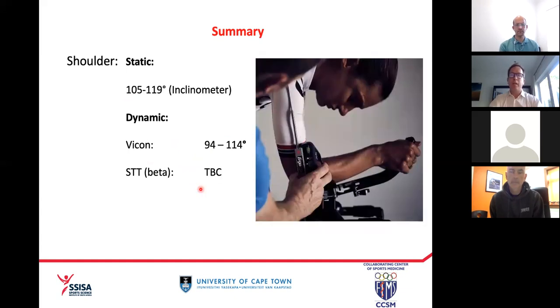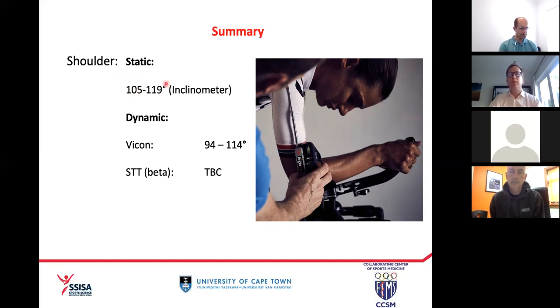The shoulder, as I said, I prefer to use static measurements, and we see there a range of approximately 105 to 119 degrees. And we see this also in mountain biking, marathon, cross country, and gravel bike riding, which is increasingly popular these days. They're going closer to the lower range.